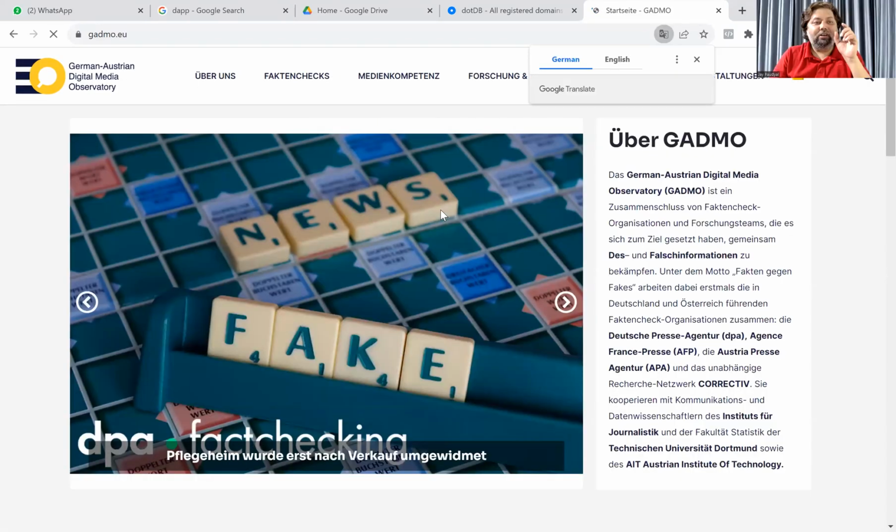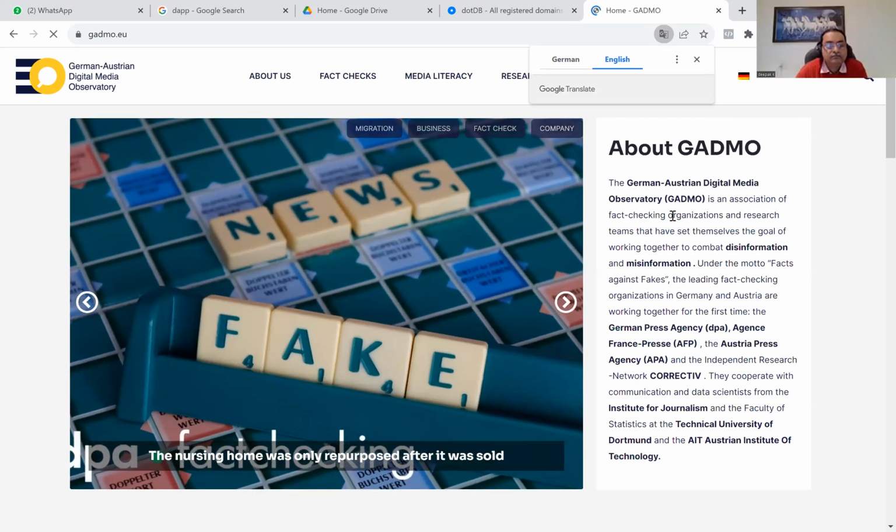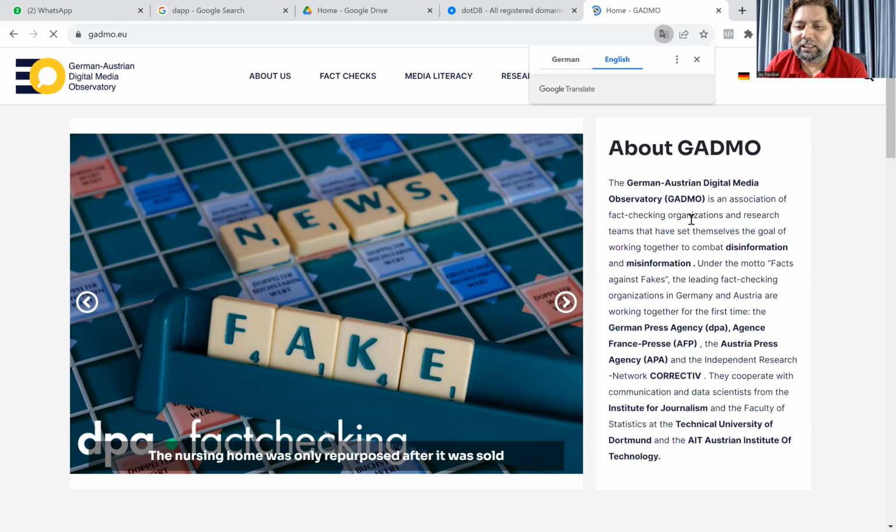See, Gadmo is a website, but I haven't tried them till date. If I convert it into English, it's opening on gadmo.eu too. Now, Gadmo is German Australian Digital Media Observatory, right? For me, Gadmo is Gadgets Mobile. Getting my point?